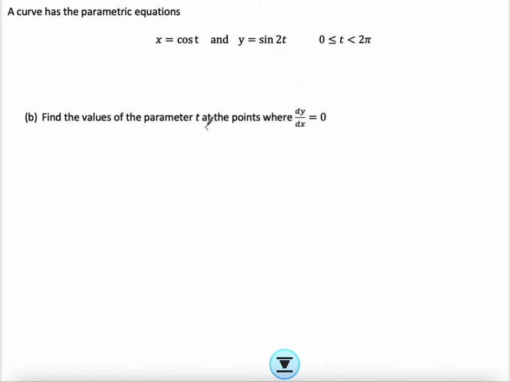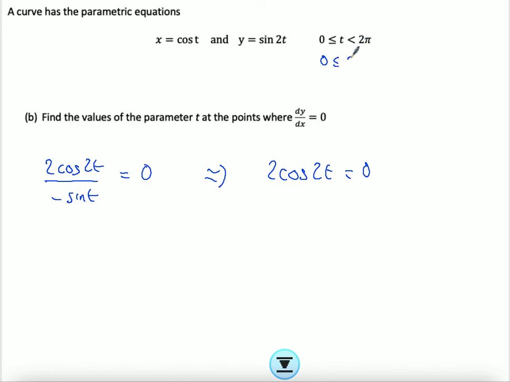Okay, so find the values of t for when dy by dx equals 0. Now dy by dx was 2 cos 2t over negative sine t. Set that equal to 0. Now if we have a fraction we want it equals 0, it's just the numerator that we want to be 0. So that's telling us that we're trying to solve this trig equation. Notice the input is 2t, so I'm just going to make a note up here that I'm actually looking between 0 and 4 pi, just so I don't miss any of my solutions.